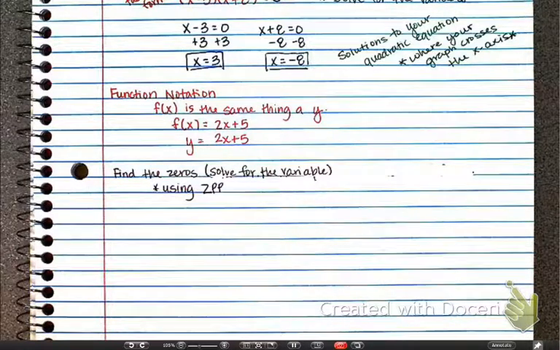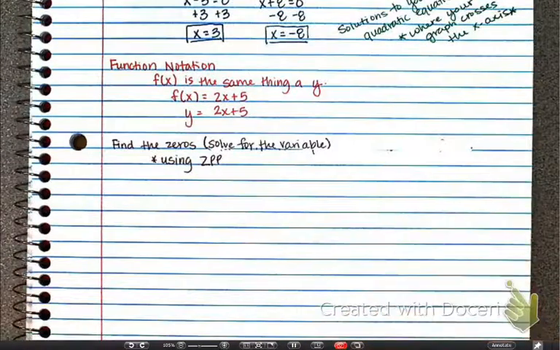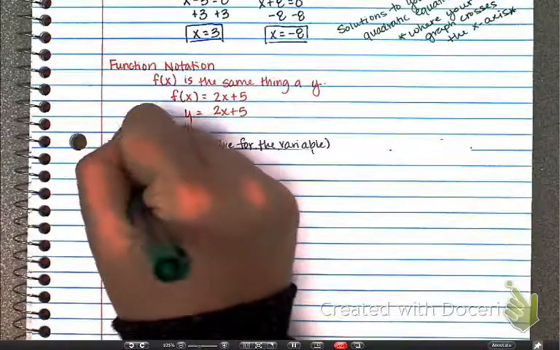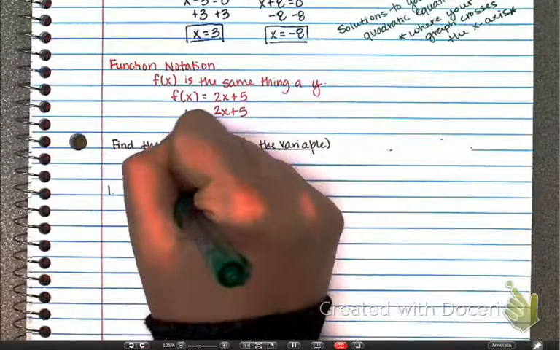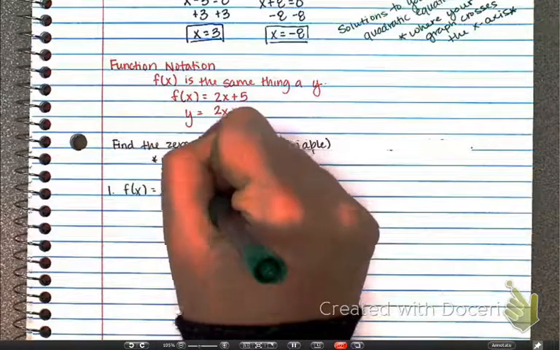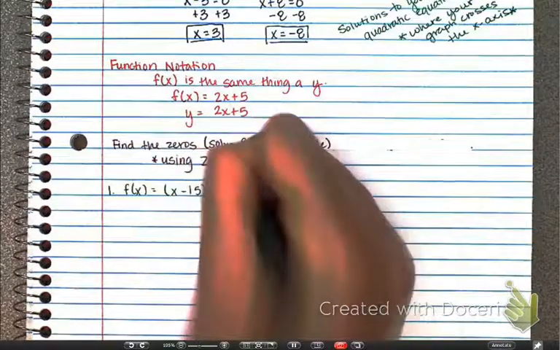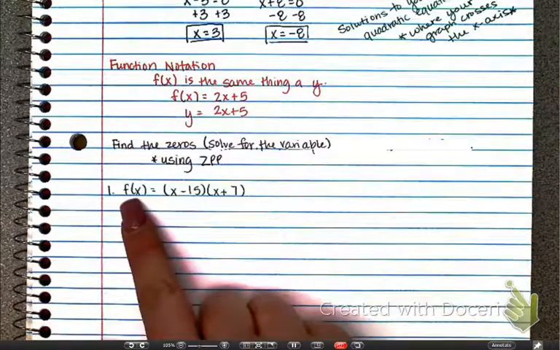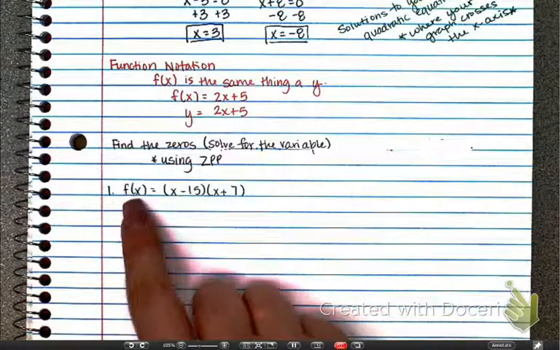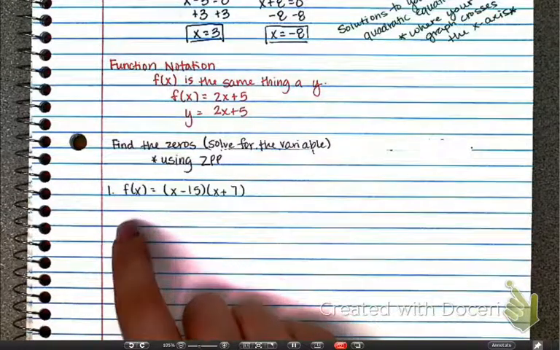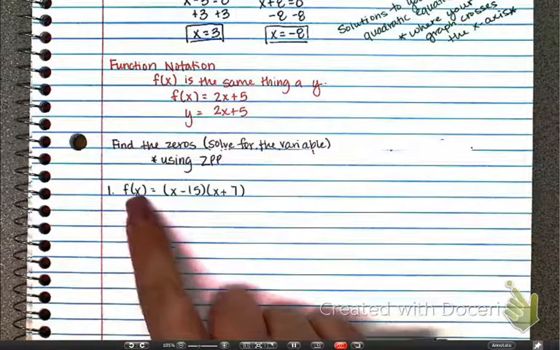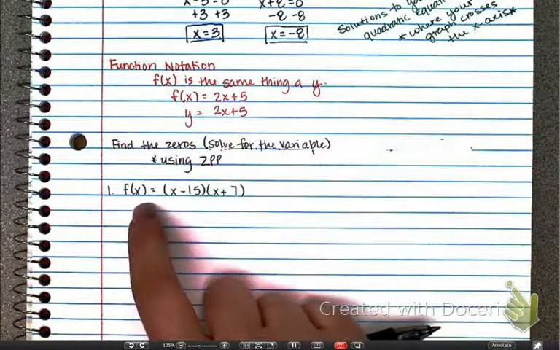So we're going to find the zeros. We're going to solve for the variable using the zero product property. So let's look at f of x equals x minus 15 times x plus 7. So right now I'm in function notation, and I can't solve anything because of this f of x. However, if I'm using the zero product property, I can set this f of x, or that y, equal to 0.